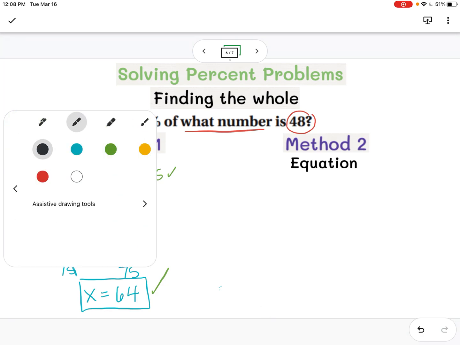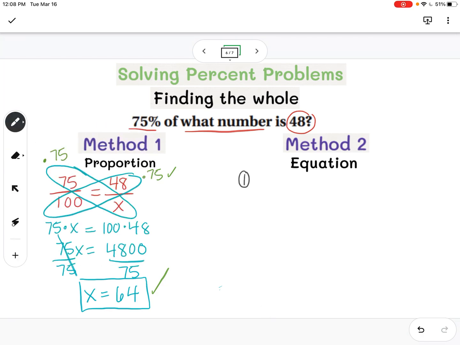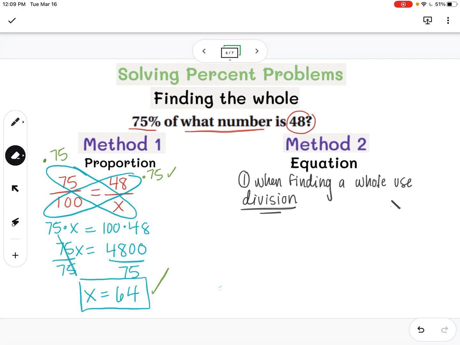All right, so for an equation, this is the important part. When finding a whole, you're going to use division. And here's a way you can remember which to use. Whenever we're dividing by a decimal, something smaller than 1, that's actually going to make our values bigger. Just like for finding a part, when we're multiplying by something smaller than 1, that's actually going to make our values smaller. So we're going to use division when finding a whole, okay?